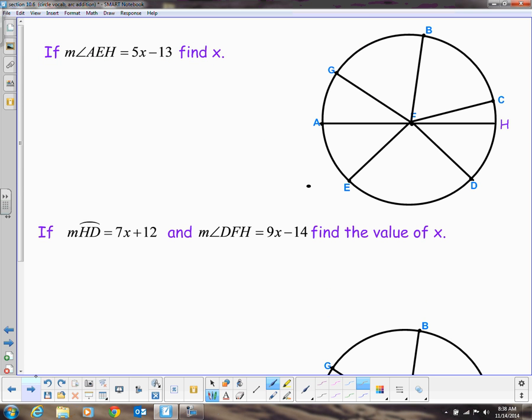I think you might only have one algebra. If we look at angle AEH, I'm sorry, this should be angle AFH. Angle AFH, it's a semicircle, so what does 5x minus 13 equal? Wait, couldn't AEH be 180 degrees? Oh, all right, so please listen even if you are packing up.